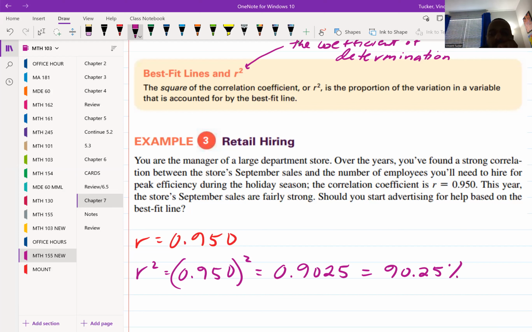All right, so they give us R, the correlation coefficient. So if you square it, you get 0.9025, which is 90.25%.